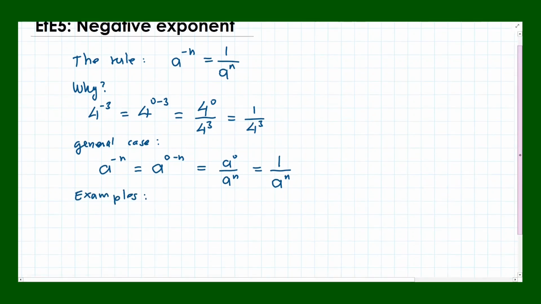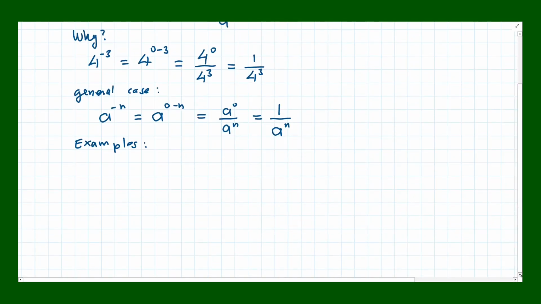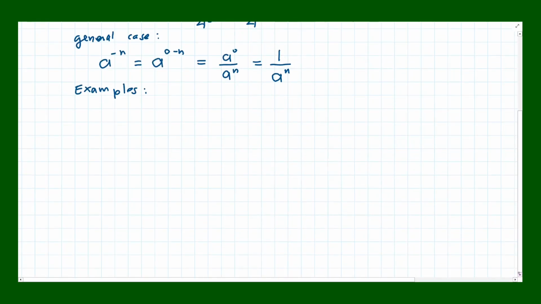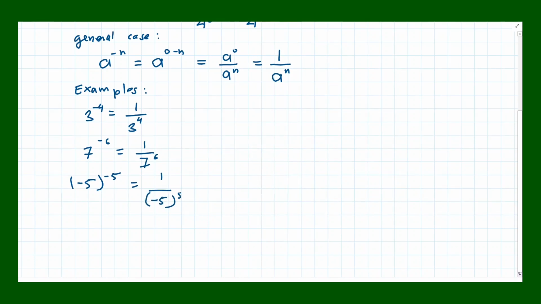Let's make a bit more space. I'm going to leave this up here so we can still be reminded of the rule. So first of all, 3 to the negative 4. Well, that is just 1 over 3 to the 4. Then we look at 7 to the negative 6. That's just going to be 1 over 7 to the 6. Then I've got minus 5 to the negative 5. That's going to be 1 over negative 5 to the 5.